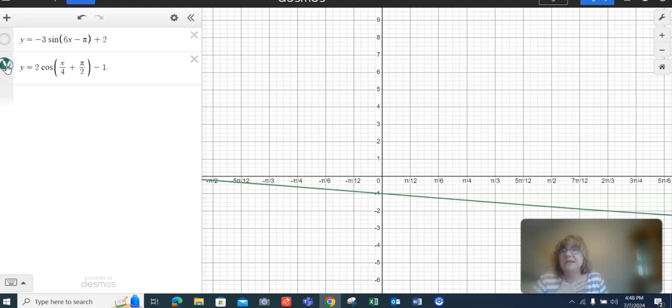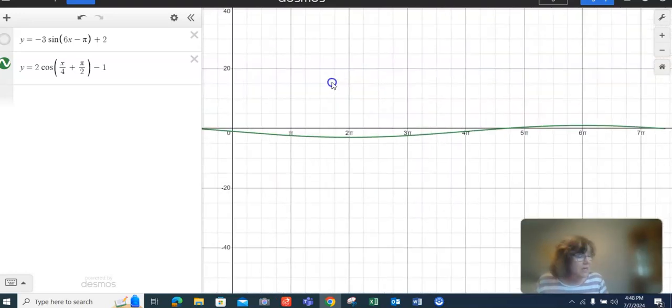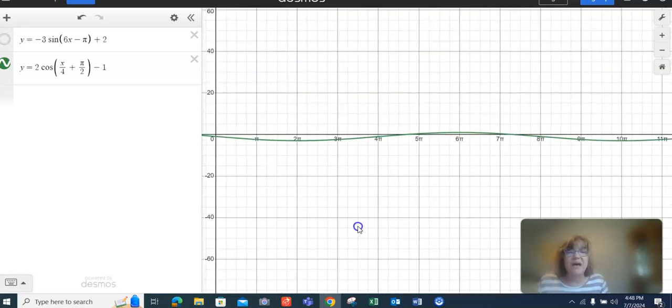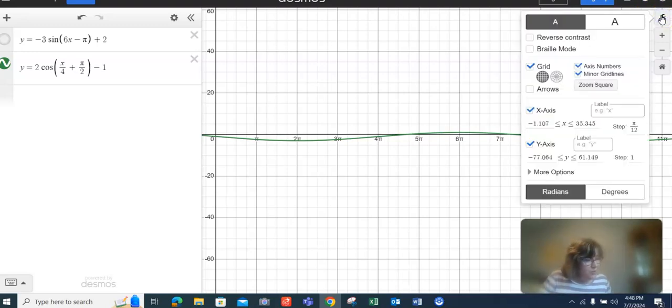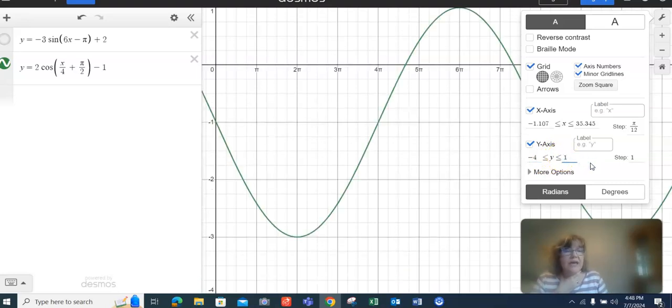And this is the second one in my video. Now notice this almost looks linear because this is so slow. Remember, we did units of pi on this one. So I'm going to go to my wrench. And on this one, what did we have? We had -3 to 1 for the y values. So I'm just going to go maybe -4 to 1, just a little bit past what we had.